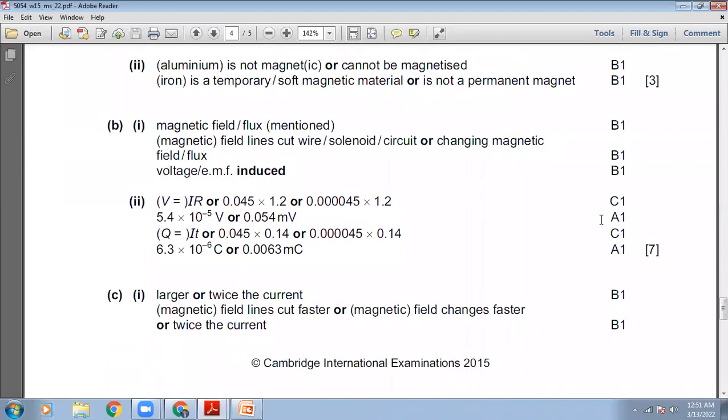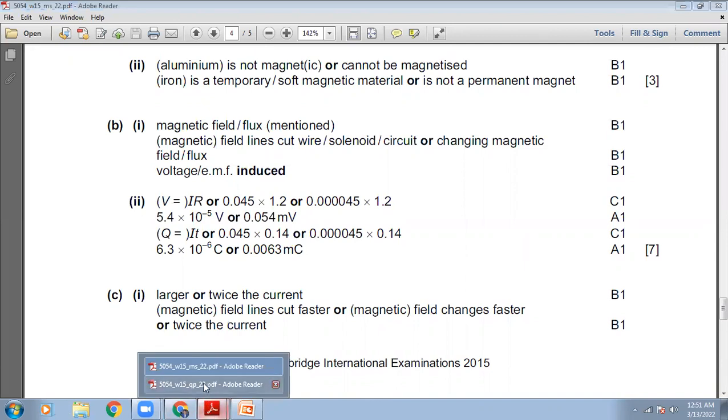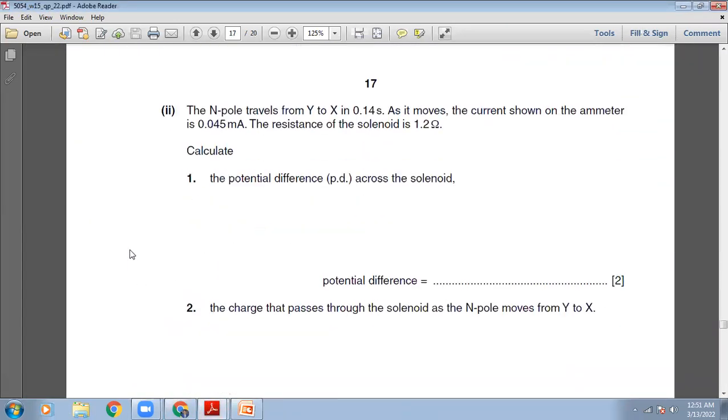The marking scheme: the magnetic flux mentioned, the magnetic field lines cut wire, solenoid, circuit, or changing magnetic field or flux, voltage, EMF induced. So these are the 3 marks. Our answers are perfect. Okay, so next question.